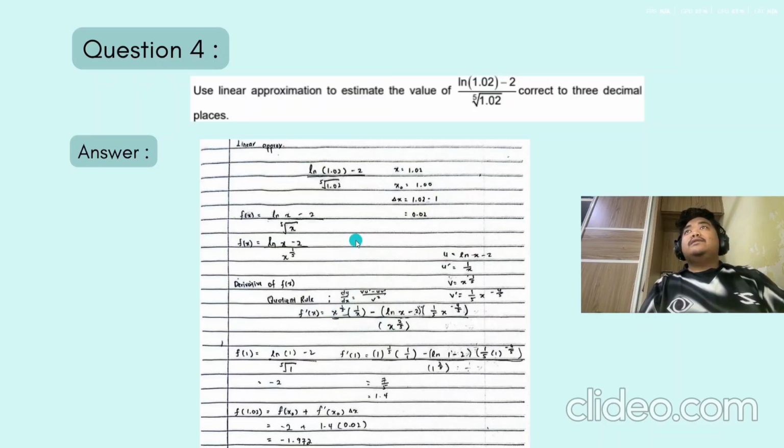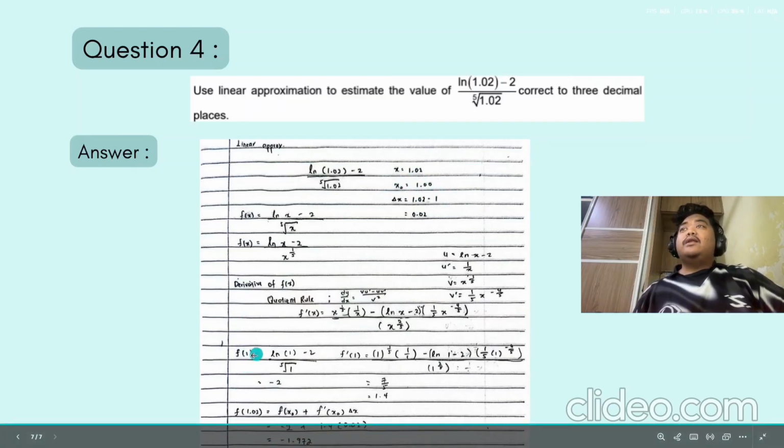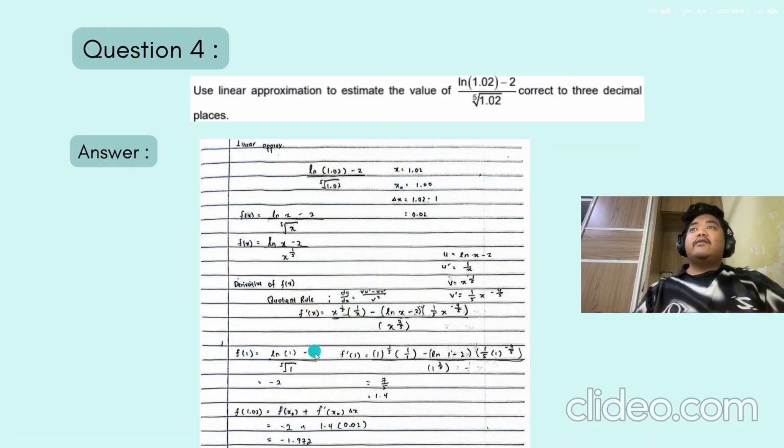In this question, we have to use the quotient rule since it's a fraction. By separating u and v and using the quotient rule formula, dy/dx equals (v u prime minus u v prime) over v squared. We get the equation for f prime of x, and then we insert the new value that we chose, which is 1, into f(x) and f prime of x.